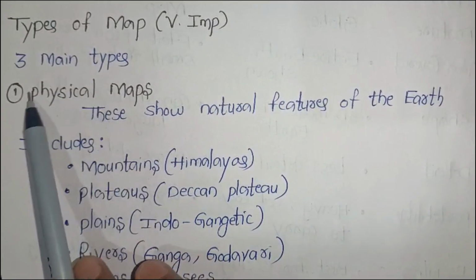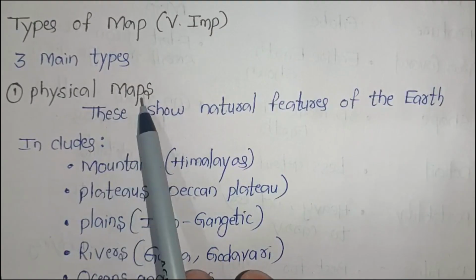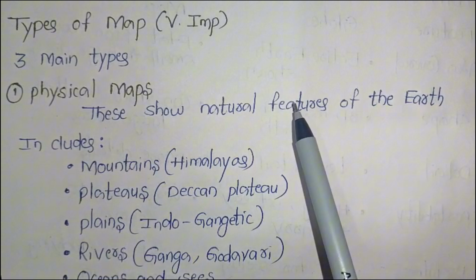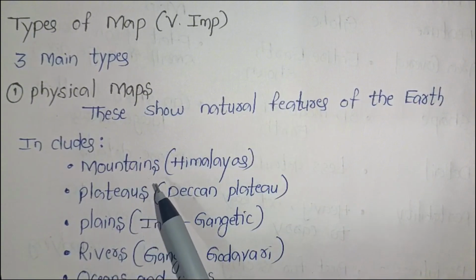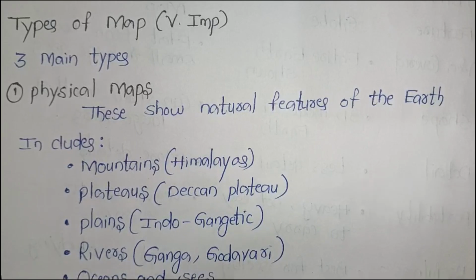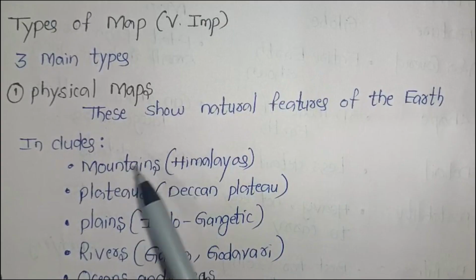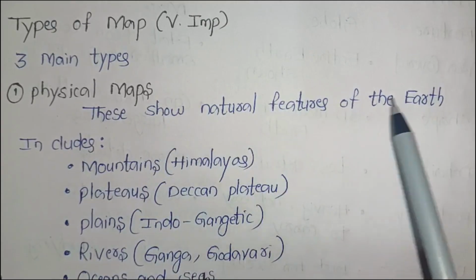Now let's discuss what is a physical map first of all. These physical maps show the natural features of the earth. You all know what natural features are. Natural features are mountains, plateaus, plains, rivers, oceans, seas, etc. These physical maps show the natural features of the earth.